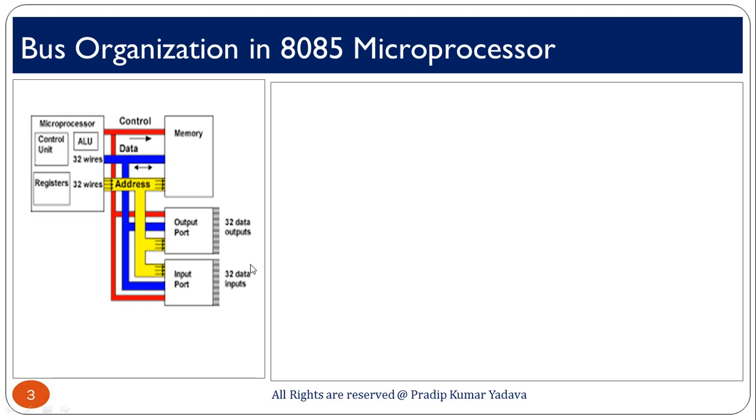Now we are going to discuss control bus, data bus, and address bus. Here you can see the yellow line represents the address bus, the red is the control bus, and the blue is the data bus. Now let me discuss every bus one by one.